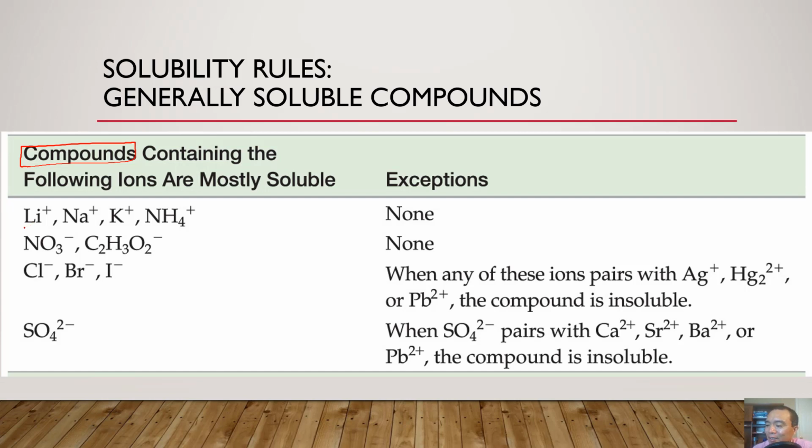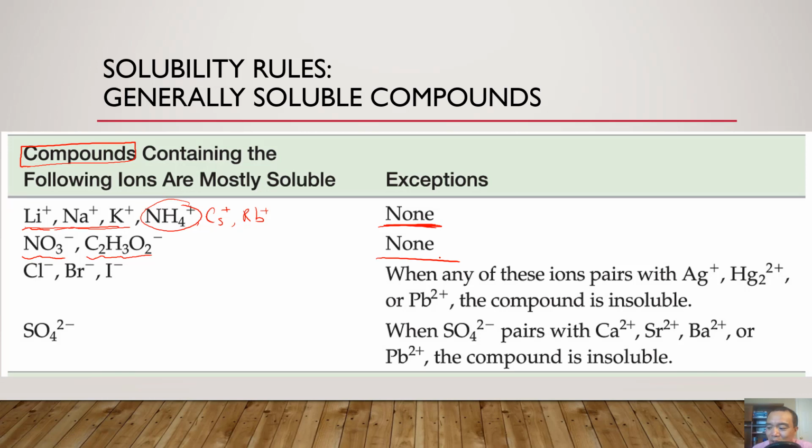If the cation is in group 1A, for example cesium, rubidium, etc., or it's the ammonium ion, then no matter what the anion is, this compound will be soluble in water. There is no exception to that. If the anion is nitrate or acetate, then no matter what the cation of that ionic compound is, this salt is soluble in water with no exception.